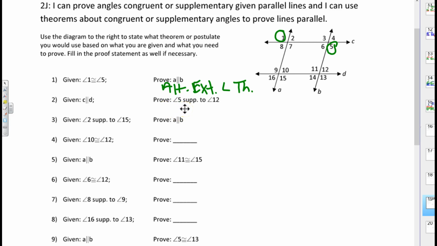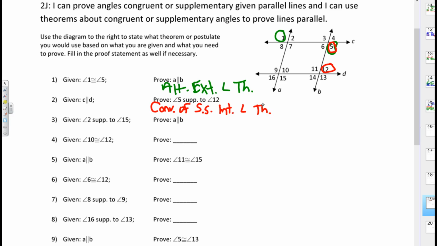Whereas in number 2, if I'm given that C is parallel to D, what allows me to prove that 5 is supplementary to 12? Well, angle 5 is here, angle 12 is here. Those are consecutive interior angles, and because we're proving the angles to be supplementary, we're going to use the converse of the proof. So that's the converse of the same side interior angle theorem.